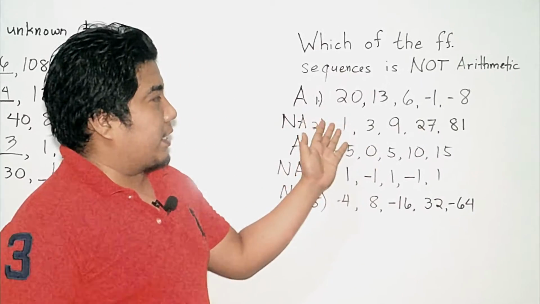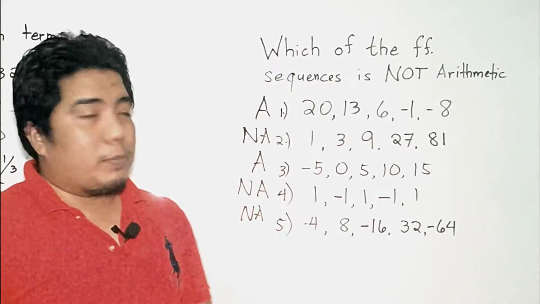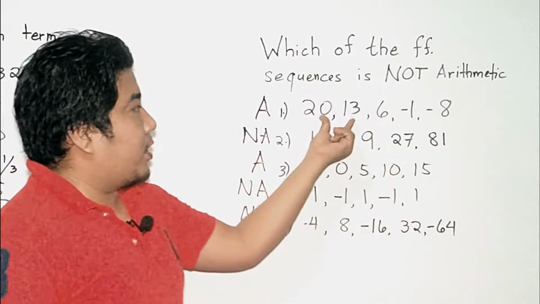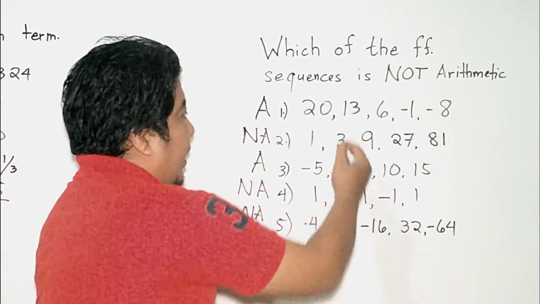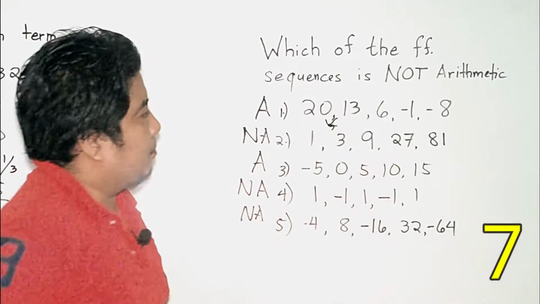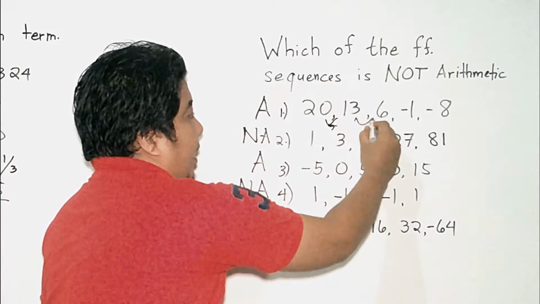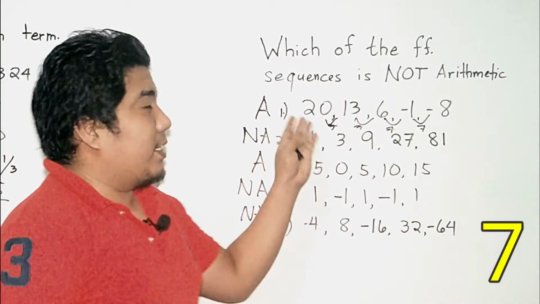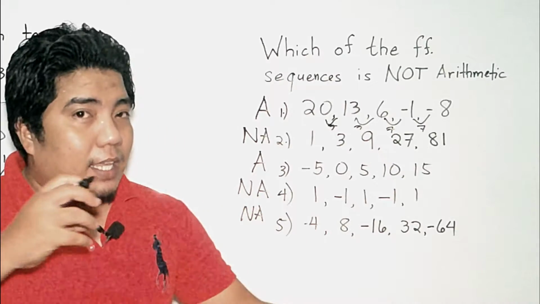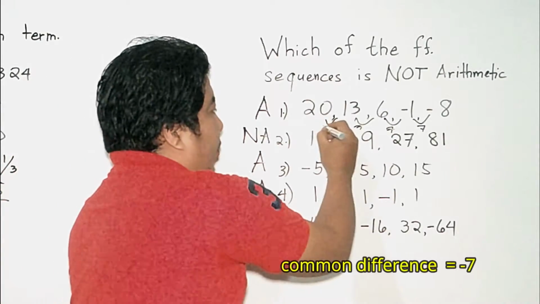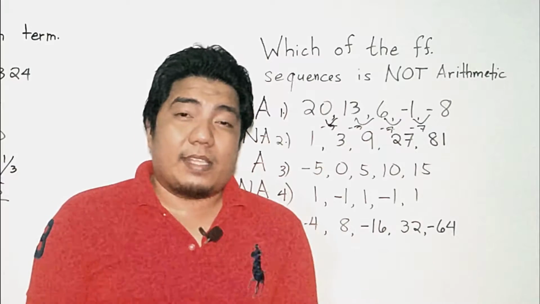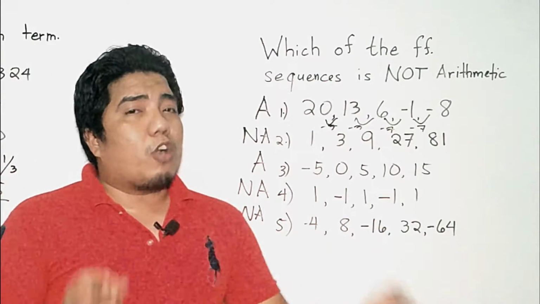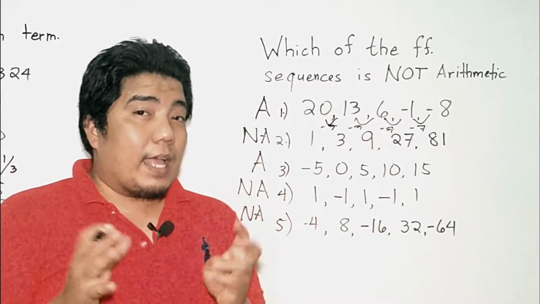Now let's consider the first example. This is an arithmetic sequence because 20, 13, 6, negative 1, negative 8. If you consider the difference of 20 and 13, that is 7. 13 and 6, that is still 7. 6 and negative 1, that is still 7. Now since the given sequence is decreasing, meaning going down, therefore the difference is negative 7. Now, since the difference is constant, they are all common, then we can say that this is an arithmetic sequence.